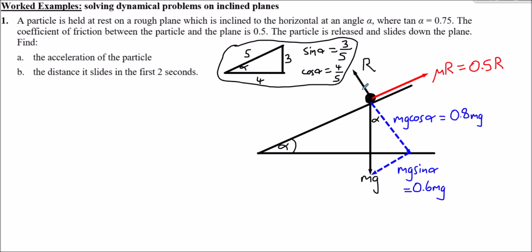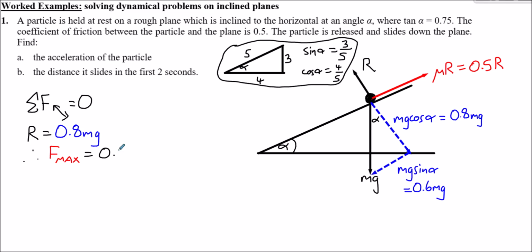So now we can think about what the normal reaction is. The acceleration is parallel to the slope. There's no acceleration perpendicular to the slope, so the forces are going to be balanced in this direction. Therefore the reaction going perpendicularly from the slope up will be equal and opposite to this component of the weight going perpendicularly down from the slope. So R will equal 0.8 mg. Therefore the friction, F max, will equal 0.5 multiplied by R. R is 0.8 mg. 0.5 times 0.8, that'll give us 0.4 mg.